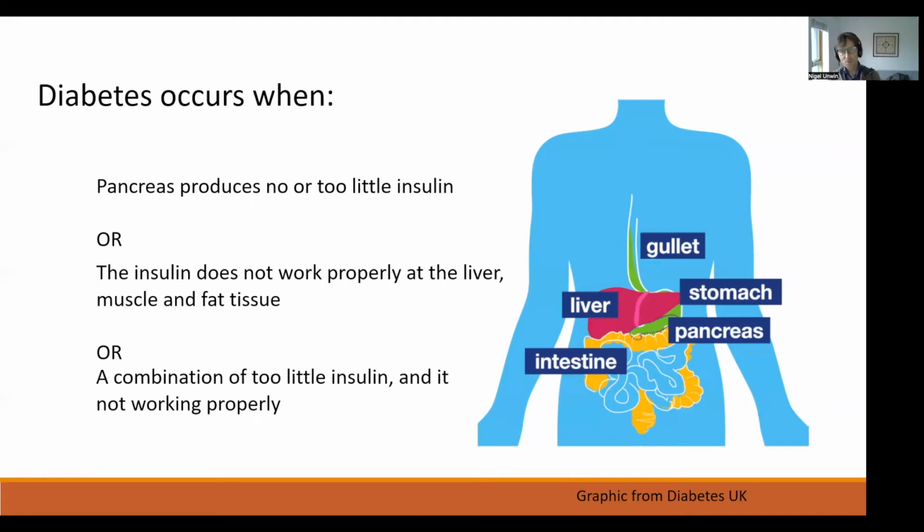The pancreas produces no or too little insulin. That's one condition. The pancreas essentially stops producing insulin. That leads to diabetes. And many will be familiar, that's classic type 1, and we'll come to discuss that in the next few slides.